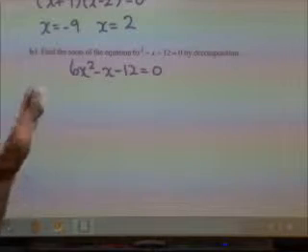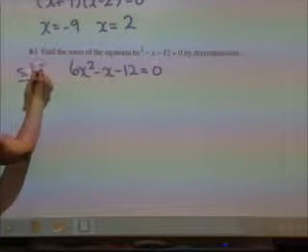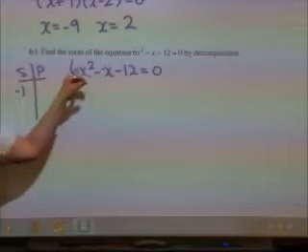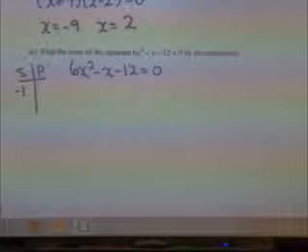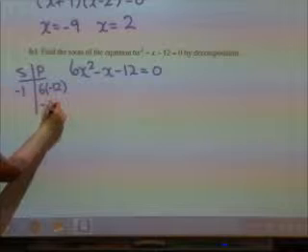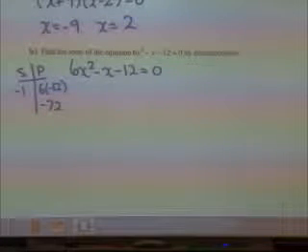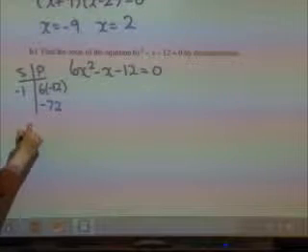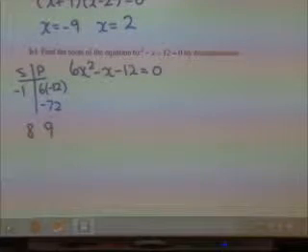So in this case, I still want to put together that sum and product chart. The sum is a negative 1, but this time when I look at my product, I have to take the 2 outside numbers. It's 6 times negative 12, which equals negative 72. So what are 2 numbers that multiply to negative 72 and add to negative 1? Are they both positive, both negative, one of each?